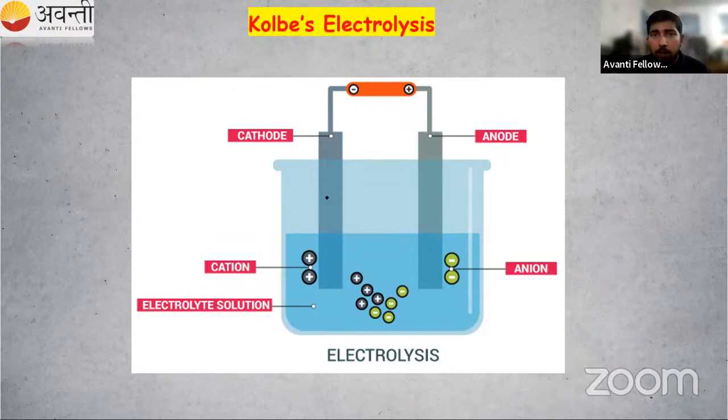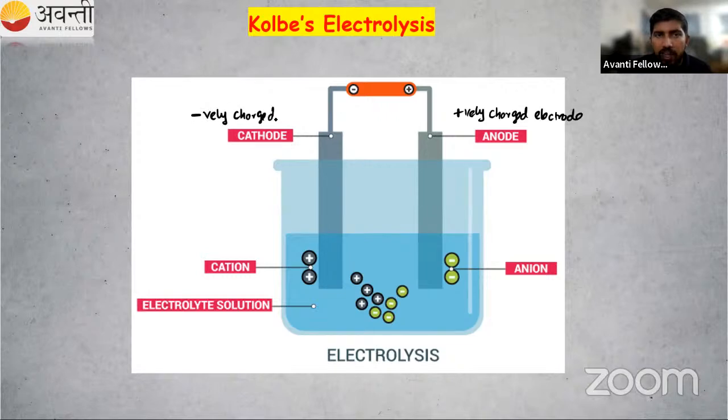Okay, so here, this is the positively charged electrode, connected to the positive terminal. That is the anode. This electrode is connected to the negative terminal, so I can say it is the negatively charged electrode. That is my cathode. Then in the aqueous solution, we have cations, which are positively charged, and anions, which are negatively charged.